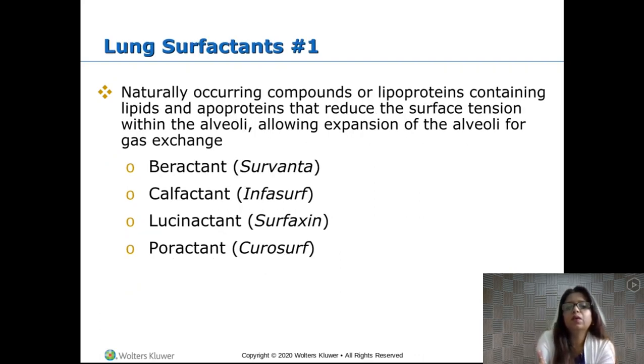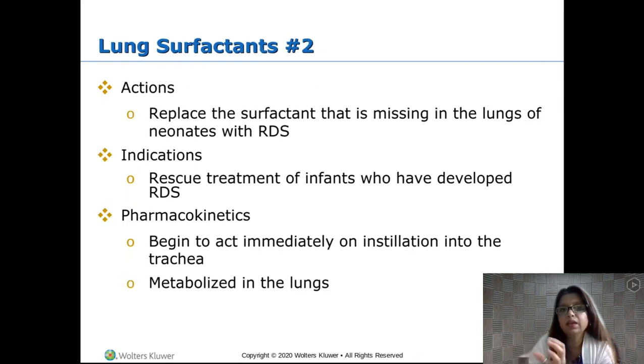Lung surfactant: something that will hold the lining of the inner alveoli, right? Those are called lung surfactants. They are naturally occurring compounds, lipoproteins containing lipids, that reduce the surface tension within the alveoli and allow the expansion of the alveoli for gas exchange, such as colfosceril, right? So those are basically surfactants. What do they do? They will keep that inner lining of the lungs strong, and so it will keep it open. So they want those alveoli, or those air sacs, to stay open, right?